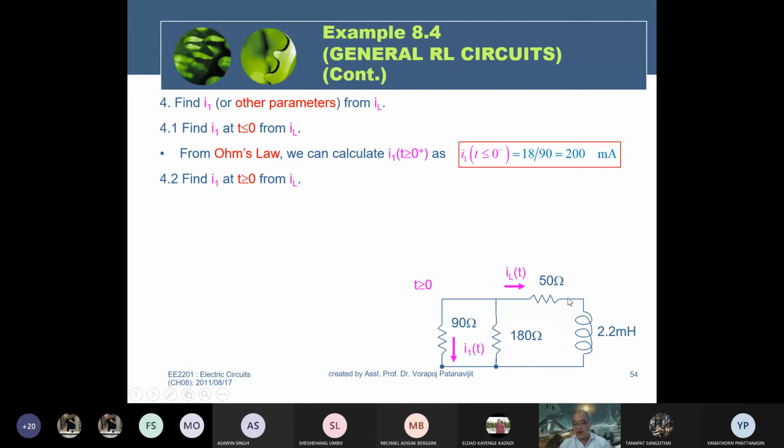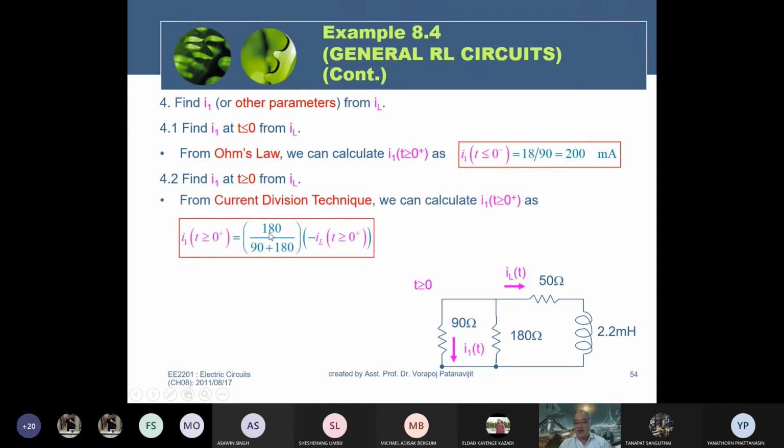You can see that IL flows here in this direction. At this point, IL will be split into 2 parts. One flows in the 90 ohm, one flows in the 180 ohm. Therefore, you can use the current divider in this step. I1 equals IL multiplied by 180 and divided by 90 plus 180. From the current divider, we can calculate I1 as it is here.